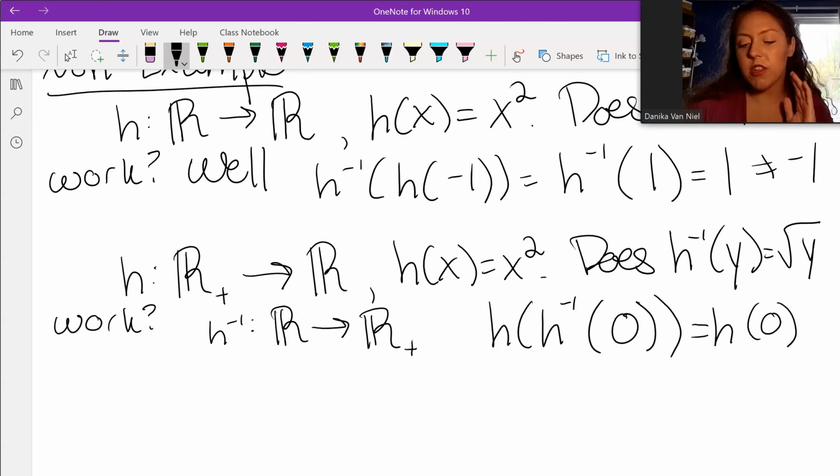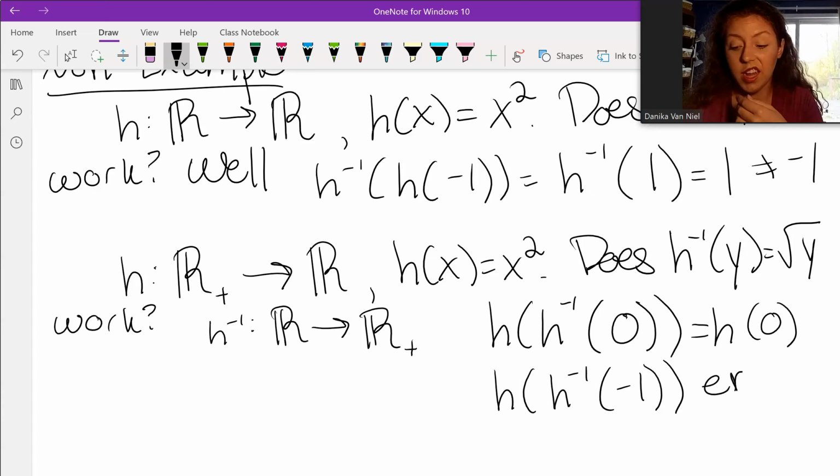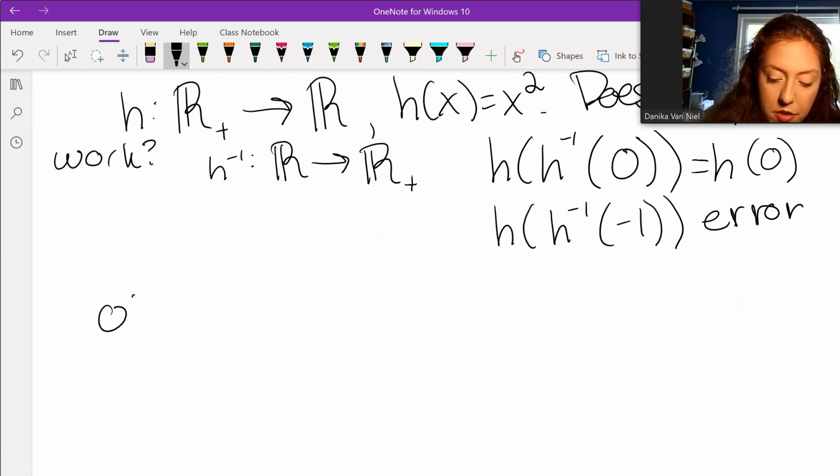Okay, well, what if we just union on 0? Well, maybe that would work. But then h of h inverse of, how about negative 1? Okay, that's just an error, right? That's not well defined. Or if you do know that the square root of negative 1 goes to i, well, that's not in our codomain. Remember, functions have to always hit inside their codomain.